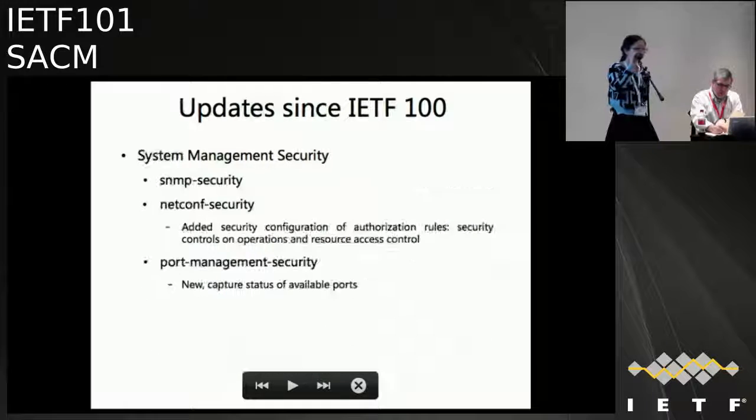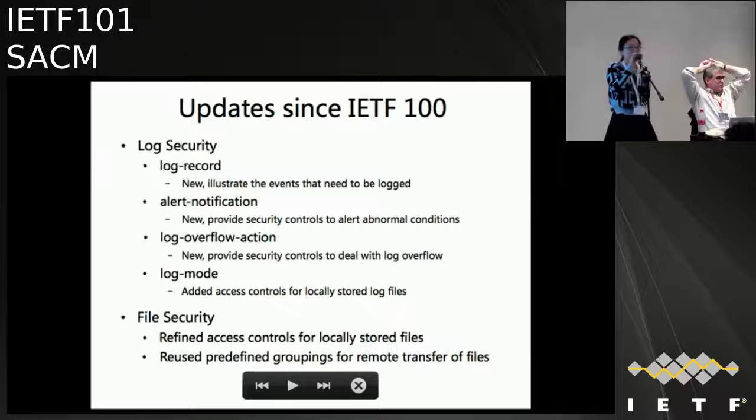So next, please. And for the second part, the system management security, the authorization rules was augmented for the netconf security subtree, and also a new subtree was added to capture the current status of the available system ports, and the corresponding values can then be used to compare with the communication metrics for the system posture security assessment. Next, please. And the last two parts are the log security and the file security.